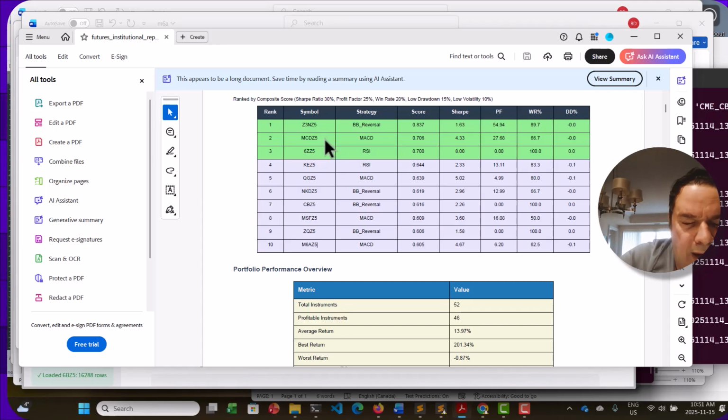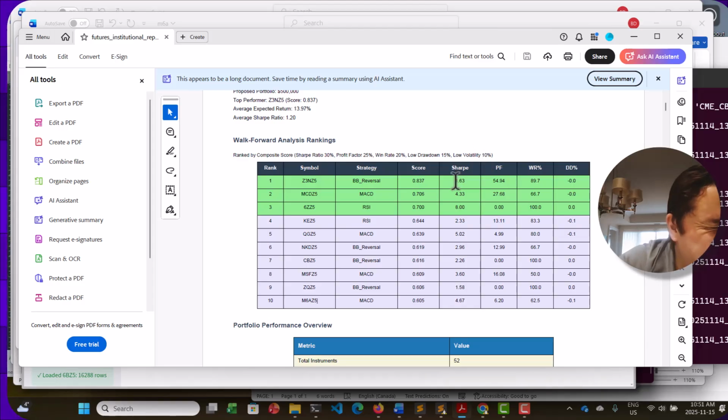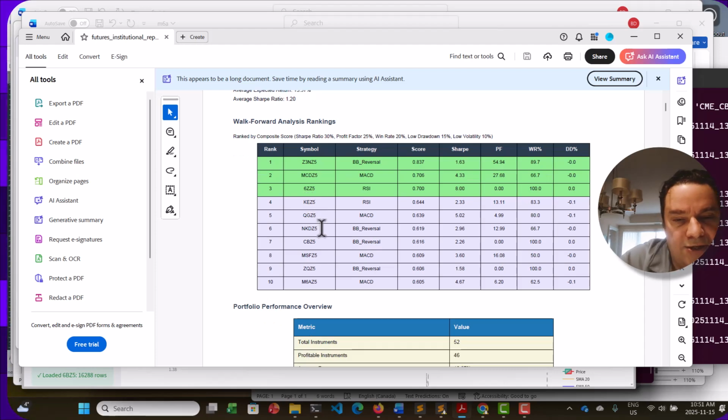So in this case, we have the best performing with a walk forward analysis over the next, let's say, month. So what it's going to say is, let's say it's going to say the micro Canadian US dollar is going to do well. And the 6Z, which is the South African Rand, and so on.